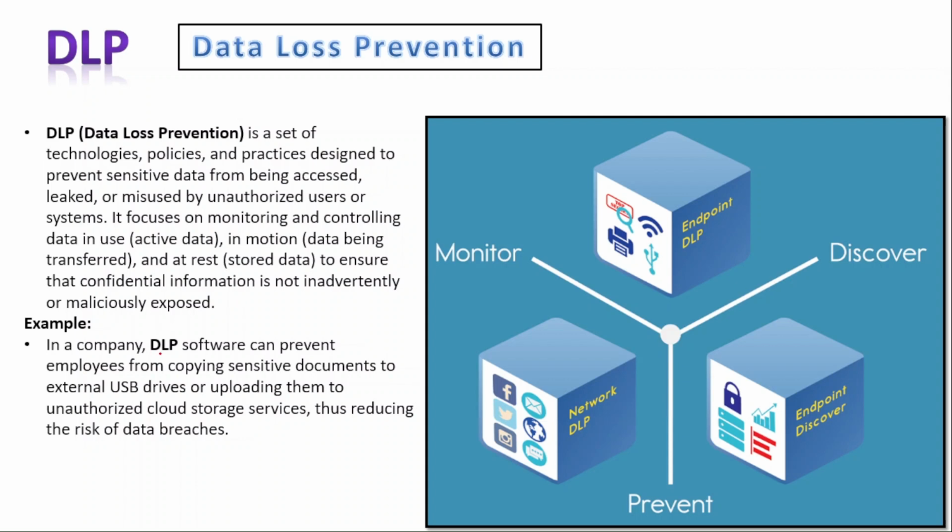Example, in a company, DLP software can prevent employees from copying sensitive documents to external USB drives or uploading them to unauthorized cloud storage services, thus reducing the risk of data breaches. So DLP usually initially discovers, then monitors the data exfiltration, and when a data exfiltration attempt or activity is detected, it prevents it.